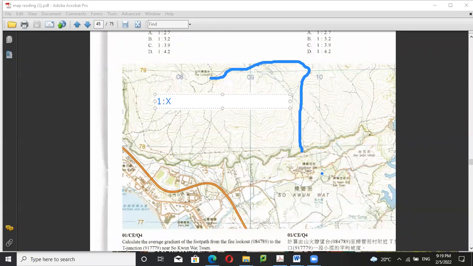Again, this equation: x equals horizontal over vertical. Because the fire lookout is around 500 meters high, and the so-called terrain is around 80 meters high, it should be like this. And then let me calculate the horizontal part. Wait a minute.